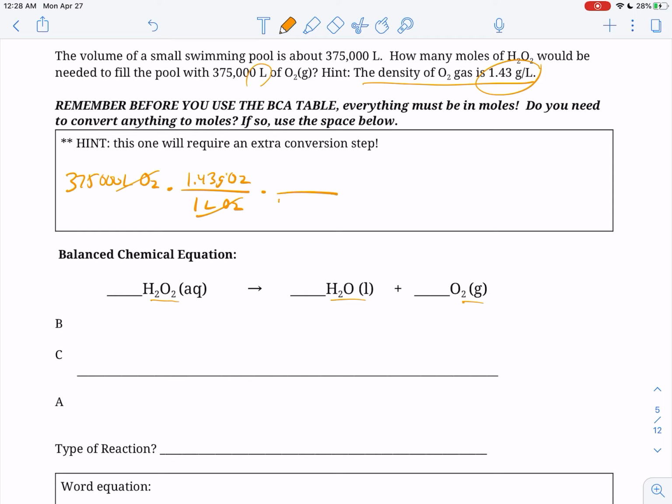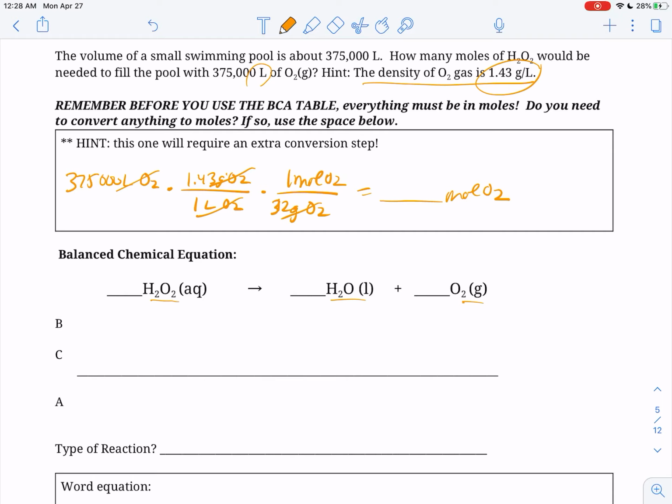So O2, there's going to be 32 grams of O2 in 1 mole of O2, right? I get this from the periodic table, 2 oxygens, okay? And then that's going to go away. And then I'm going to be left with moles of O2, okay? So you can use the BCA table in any way, as long as you first put it into moles by doing whatever kind of conversions you have to do to make that happen, okay?